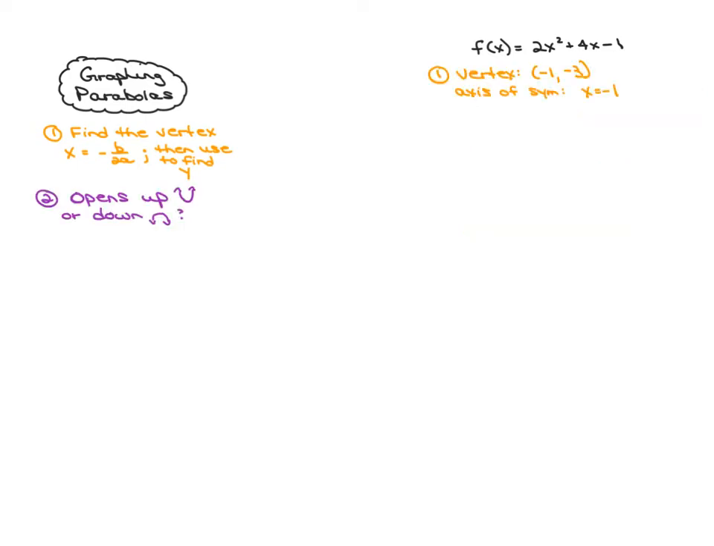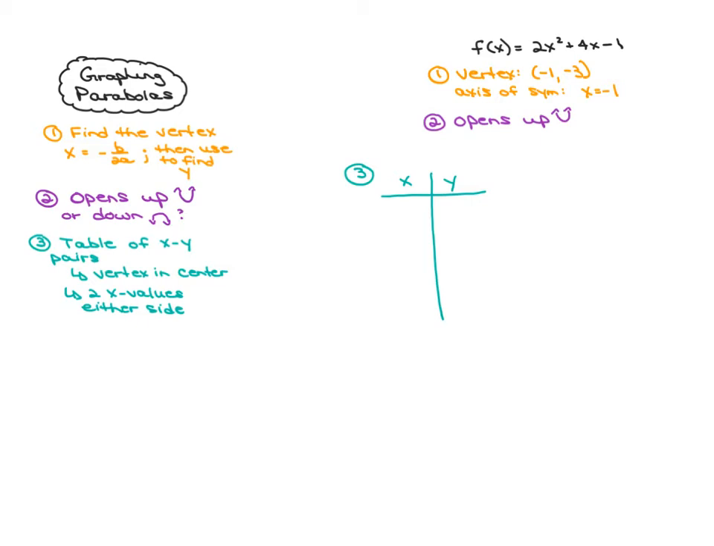Now that we know the vertex, the second step is to determine whether the parabola opens up or opens down. The clue for this is to look at the a value. And for this quadratic, our a value is 2. And this is really simple. If our a value is positive, the parabola is going to open up. If our a value happened to be negative, like negative 2, the parabola is going to open down. So for this case, since our a is positive, we know our parabola will open up.